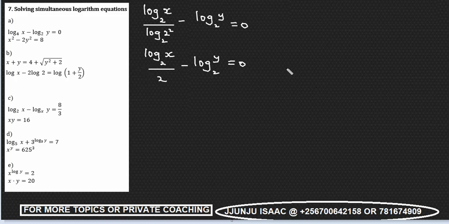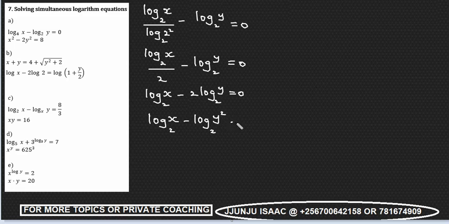So let me multiply with 2 throughout. This will be log base 2 of x minus 2 log base 2 of y equal to 0. So I have to take this 2 and put it on the y there. So it will be log base 2 of x minus log base 2 of y squared equal to 0, since the 2 goes up as a power. Since it is a minus, we can use the division law of logarithm, so this will be log base 2 of x over y squared equal to 0. So we can now eliminate the log.